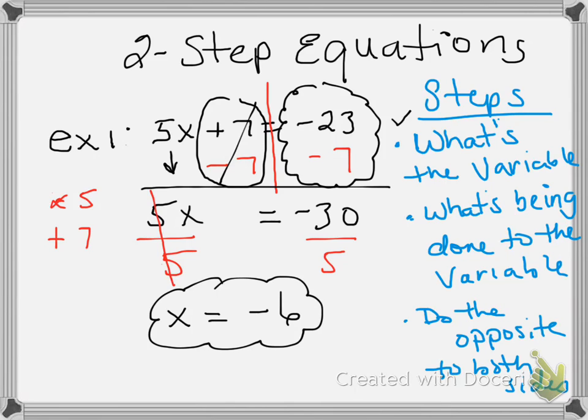Again, there's a way to check this. You can just plug in the negative 6 for x, and that gives me a negative 30, and then you add 7. Negative 30 plus 7, you're going to end up with an answer of negative 23, which is exactly what we have up here. All right, let's go to another one. So my answer there is x equals negative 6.